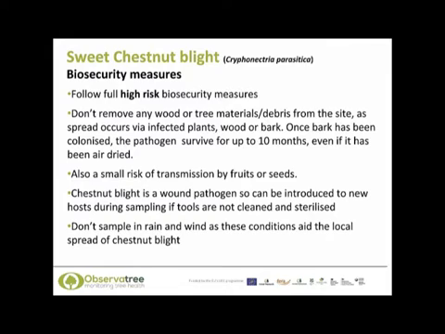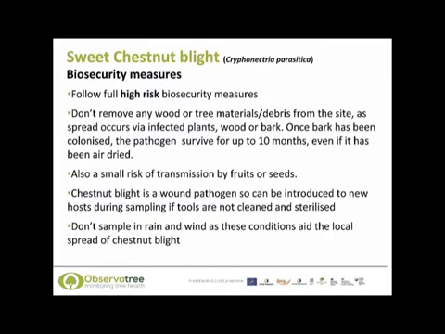So what are the biosecurity measures for sweet chestnut blight? Well, it is important to follow full high-risk biosecurity measures. You should not remove any wood or tree materials or debris from a site where it has been confirmed, as spreading occurs via infected plants, wood or bark. The long-distance spread of Cryphonectria parasitica occurs through international trade, with infected plants, wood or bark acting as the pathways.